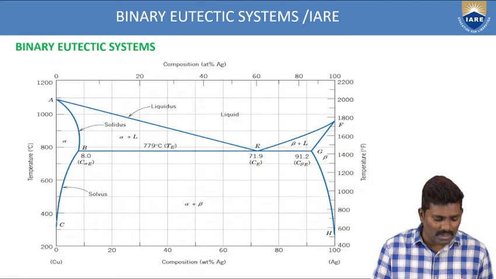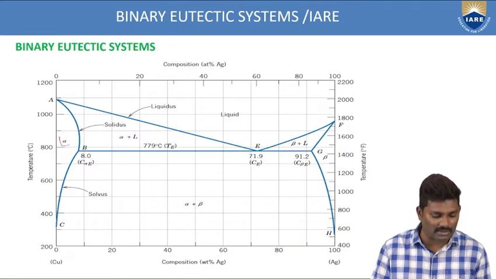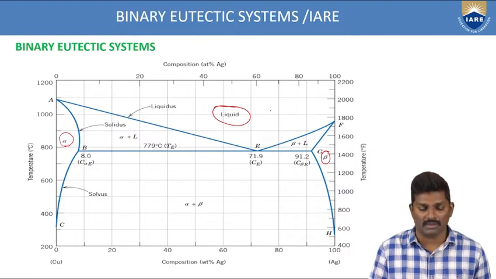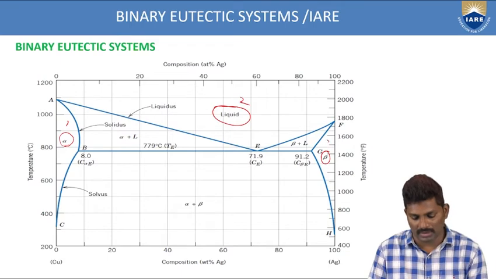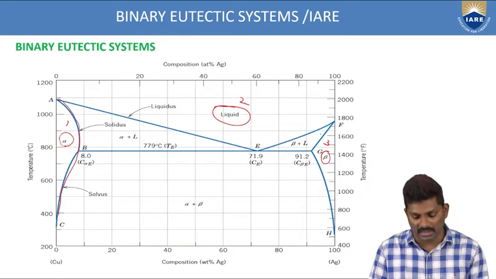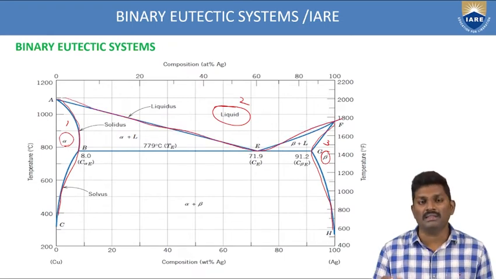Now, at this composition we have alpha. This is a single phase. Beta is another single phase, and liquid is another single phase. So totally we have three single phases: 1, 2 and 3. One is the alpha region, the second one is the beta region, and the third one is the liquid region. These three different regions are single phases, whether a solid or a liquid. It should not be a combination. That refers to a single phase.